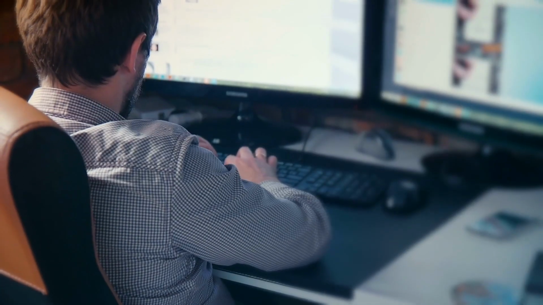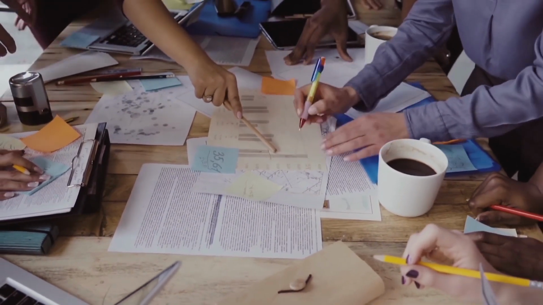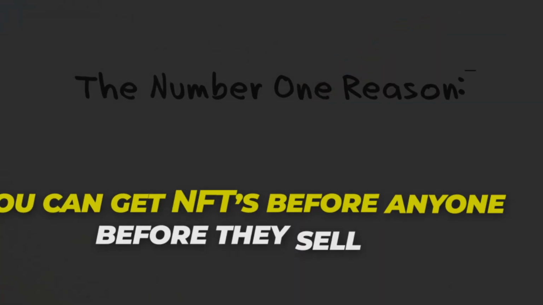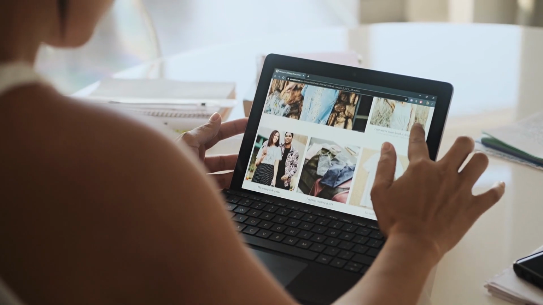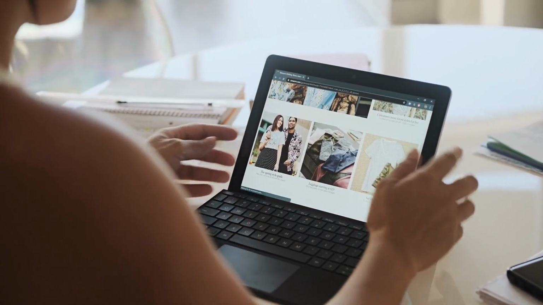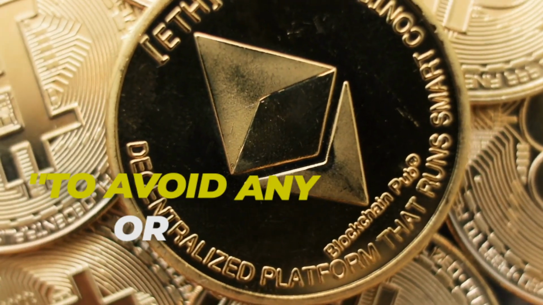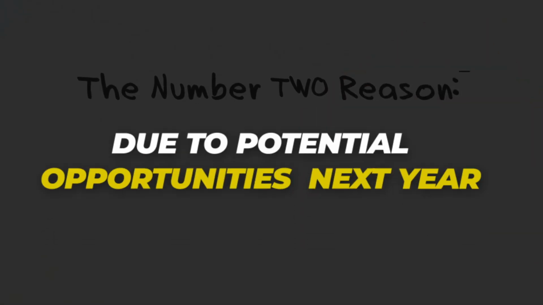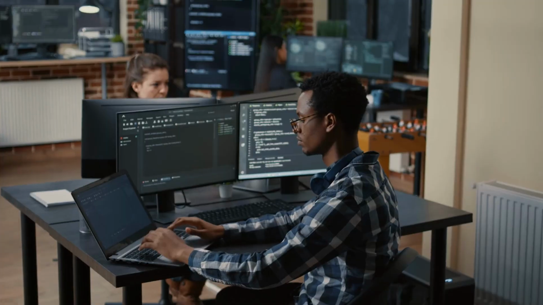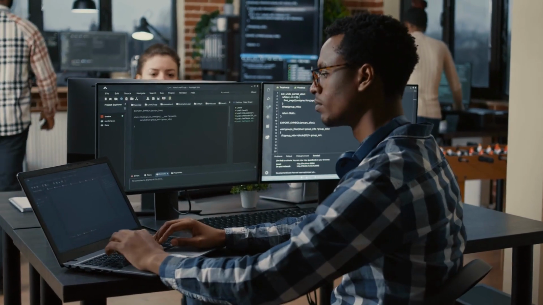In this part of the video, we are going to show you how to mint Ethereum NFTs directly from a smart contract. And this is important for two reasons. The first reason is so that you can get NFTs before anyone else, before they sell out. Also, sometimes things you purchase on websites may be a bit buggy and make people crash, but robust smart contracts like Ethereum provide an alternative to avoid any hiccups or downtime. The second reason is due to potential opportunities next year: those who know how to fix broken NFTs in smart contracts will have a high possibility of being very lucrative.